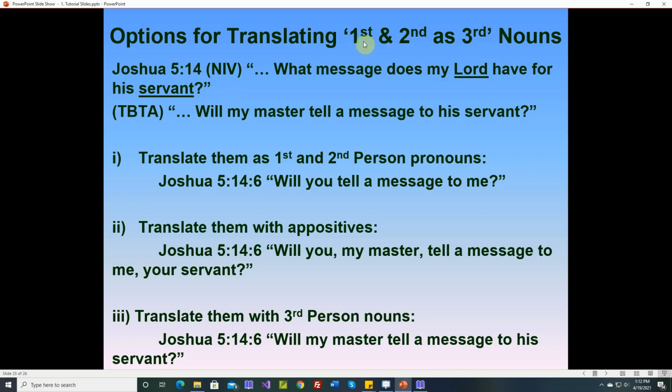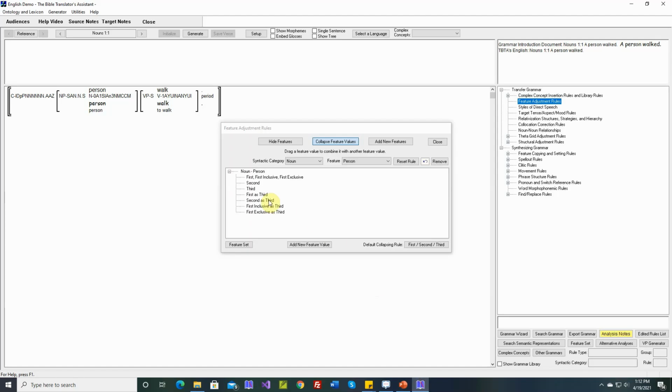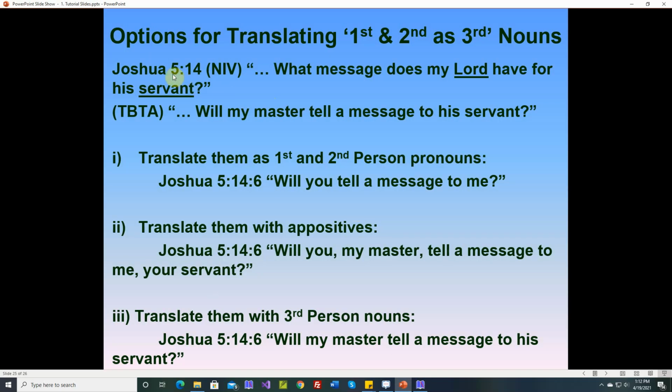So we're talking about how to handle nouns tagged as first person as third, or second person as third, first inclusive as third, first exclusive as third. And for our example, we'll look at Joshua 5:14 because it has two examples in one sentence. The NIV says, "What message does my Lord have for his servant?" Okay, this is Joshua talking. He's talking to the commander of the Lord's army. The Bible refers to him as a man. It's probably an angel, but that's irrelevant right now.